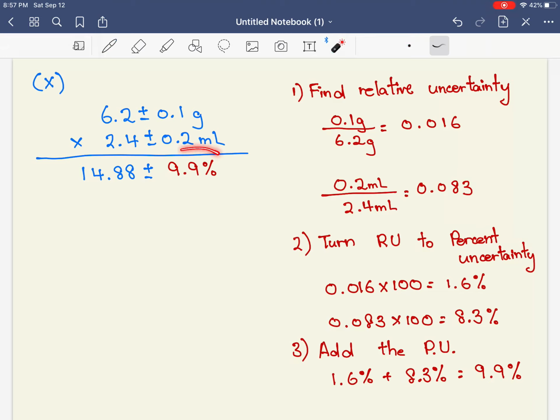Nothing makes sense here. So somehow you're going to have to turn this percentage into an uncertainty based on 14.88. So you're kind of working backwards here. How am I going to turn 9.9% back into an uncertainty based on 14.88? The idea, of course, is very simple. All we do is turn this back into a decimal, into a relative uncertainty, by dividing it by 100.